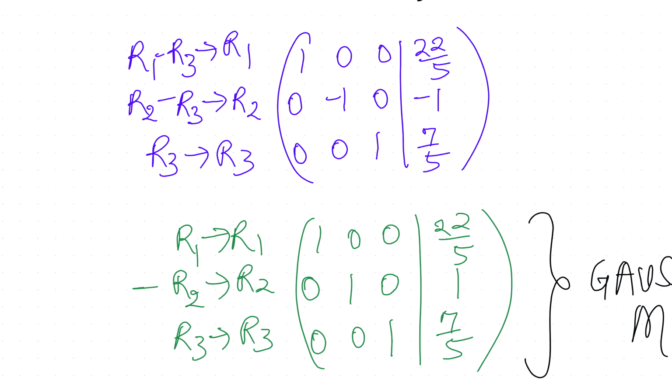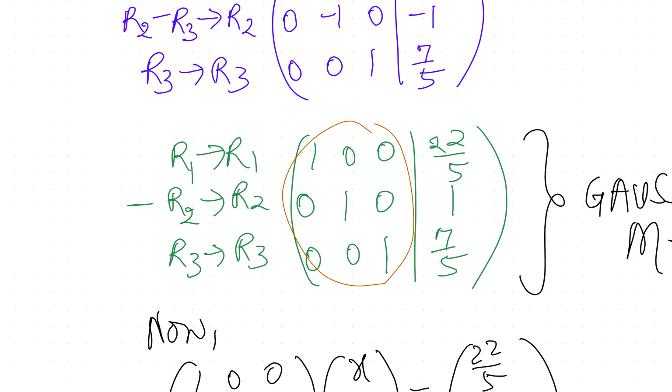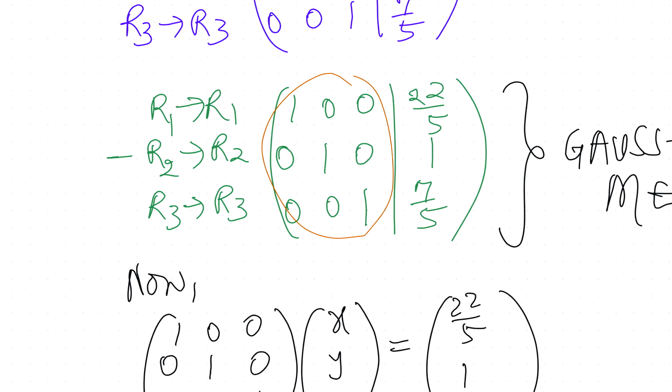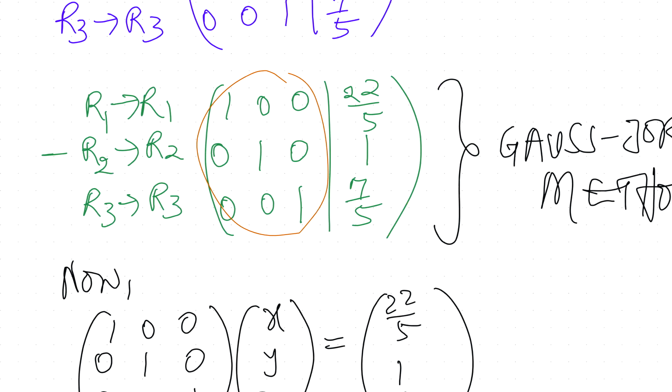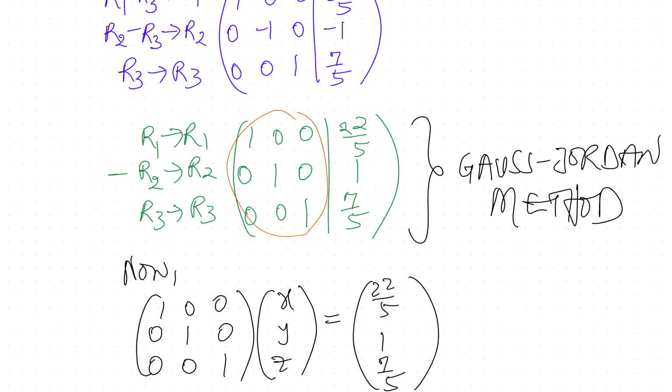And with this, once you can get the corresponding unit matrix, then that means that you have arrived. This is your unit matrix. The original matrix of coefficients has become a unit matrix. So the beauty of the Gauss-Jordan method is that you can read off the answer straight. You don't have to do anything more. You just know straight that your X is 22 over 5, your Y is 1, and your Z is 7 over 5.